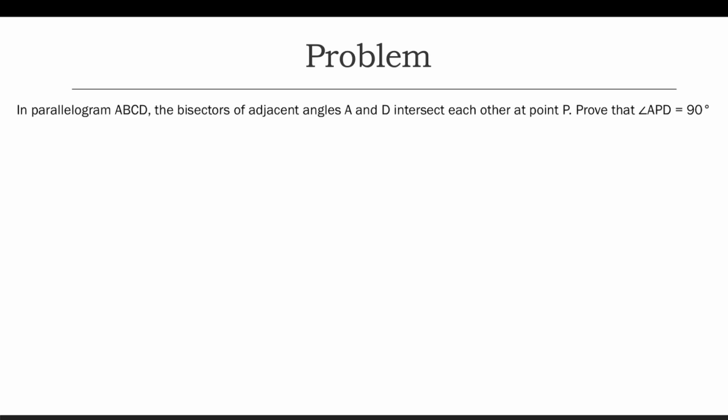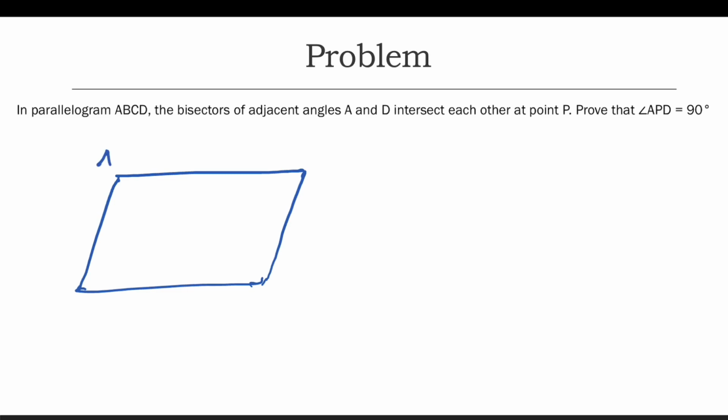Now let's come to this. In parallelogram ABCD, the bisector of adjacent angle A and D intersect each other at point P. Prove that angle APD equal to 90 degrees. This is very easy. Let's take this parallelogram ABCD. Now the bisector of angle A is this, bisector of angle D is this, and they are meeting at P. What we have to prove? We have to prove this is 90 degrees. Very simple.